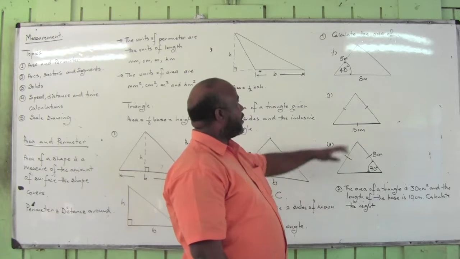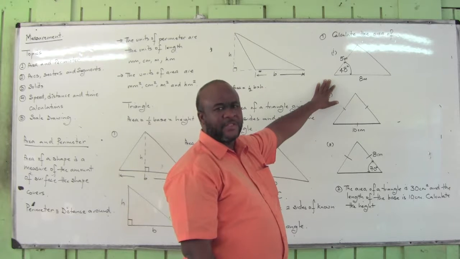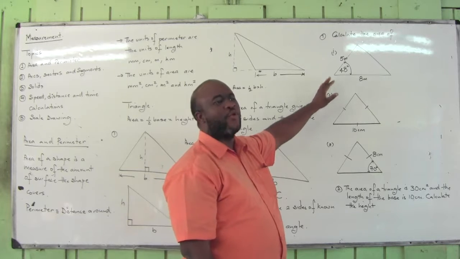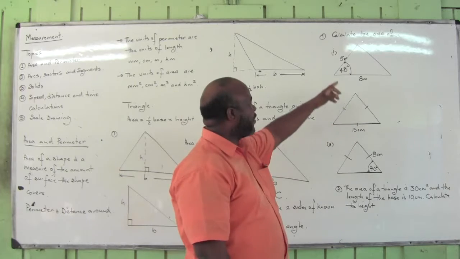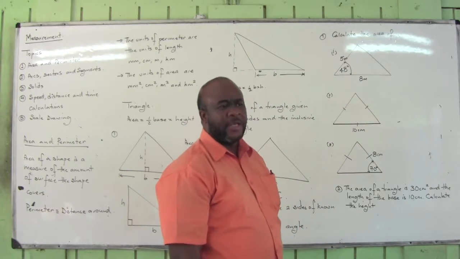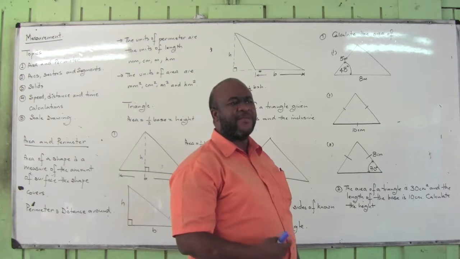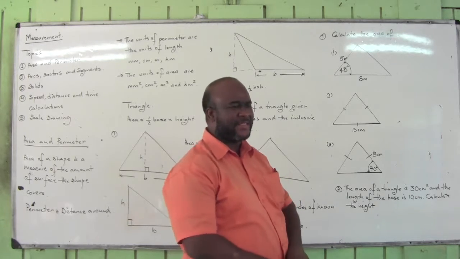Now, this triangle, do you see any height? Talk to me now. Why is there no height? No right angle. No right angle, no height. So here I know the length of two sides and the angle between them. If you know the length of two sides of a triangle and the angle between them, the area of the triangle is a half ab sine C.